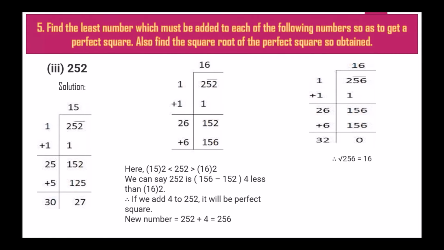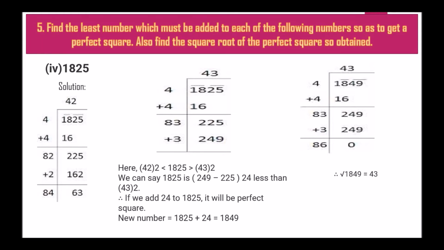Next, 252. 15 square is less than 252 and 16 square is more than 252. So we can say 252 is 156 minus 152, that is 4 less than 16 square. If we add 4 to 252, it will be a perfect square. So 252 plus 4, that is 256. 256 is the square of 16.